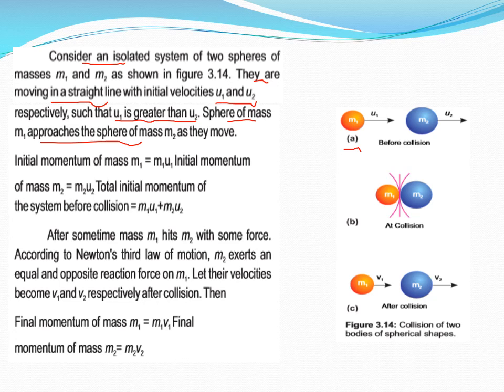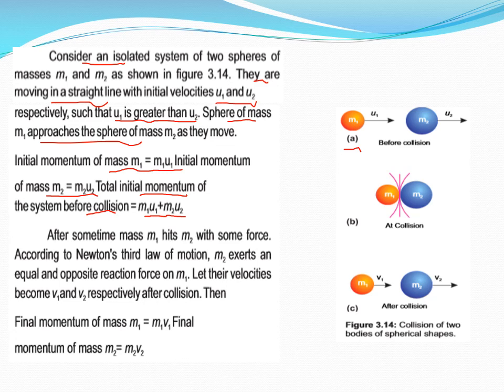Now, what's the initial momentum? Initial momentum of mass m1 is m1u1. Okay, dear students? And initial momentum of mass m2 is m2u2. And what is the total momentum? Total initial momentum of the system before collision is equal to m1u1 plus m2u2. So dear students, it is the total initial momentum of these interacting bodies m1 and m2 shown by part A of figure 3.14.